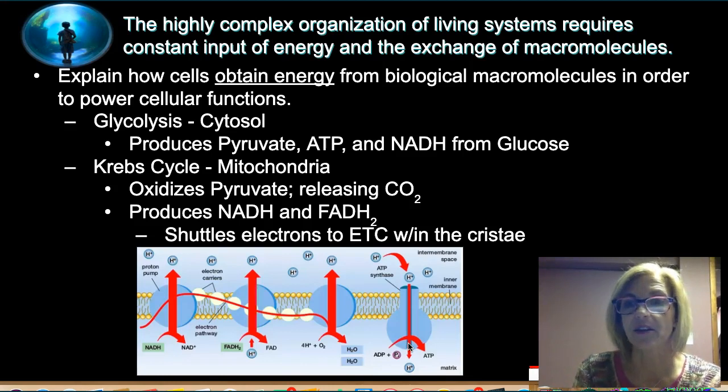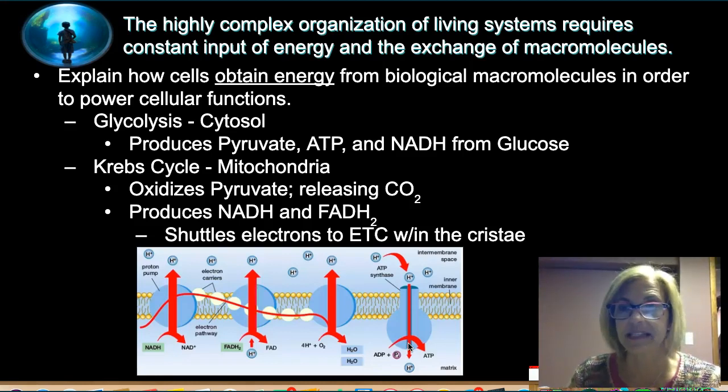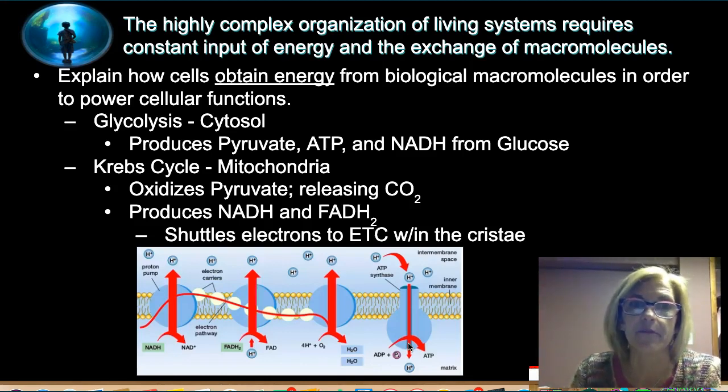Glycolysis occurs in the cytosol or cytoplasm of the cell, and you're breaking glucose down into pyruvate. And in the process, you're going to make ATP and NADH from glucose. Oh, the P is for photosynthesis, so it's NADH here.